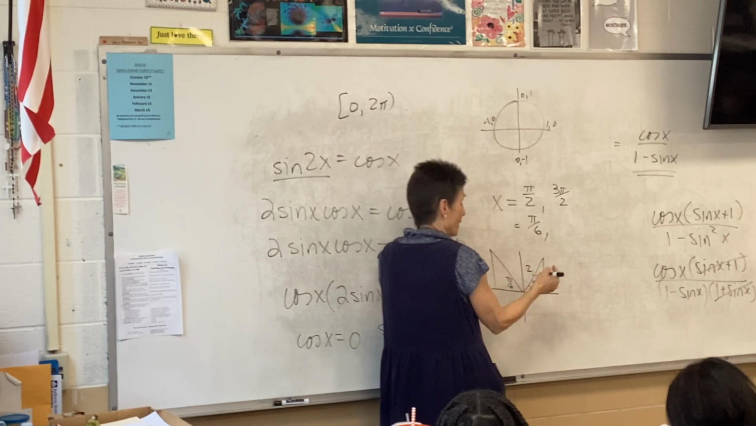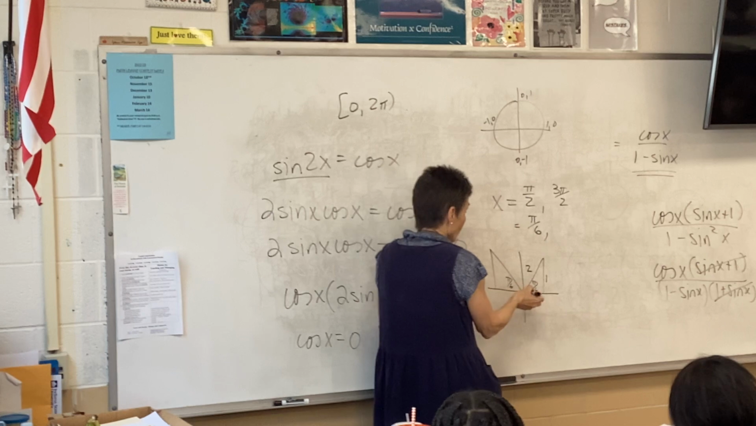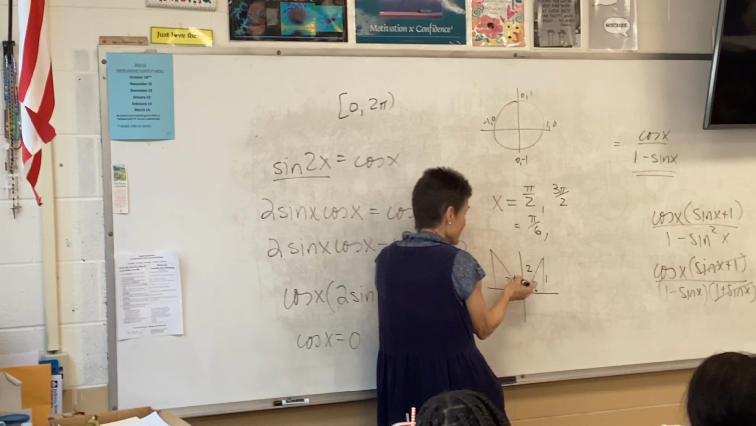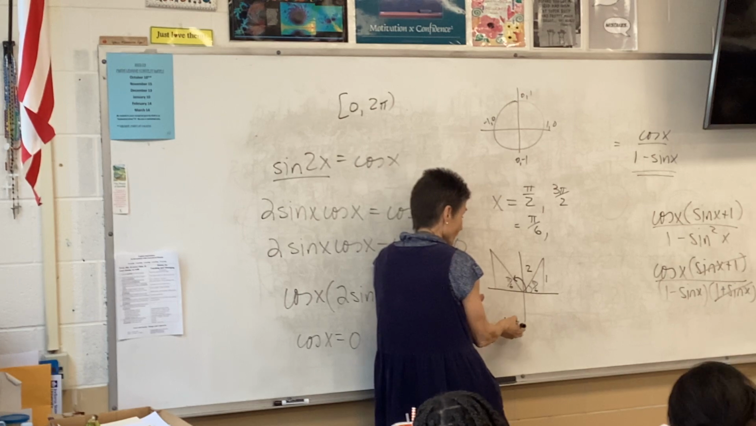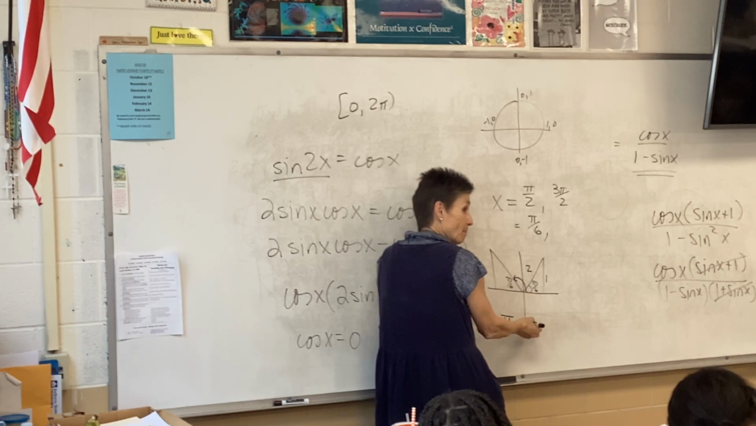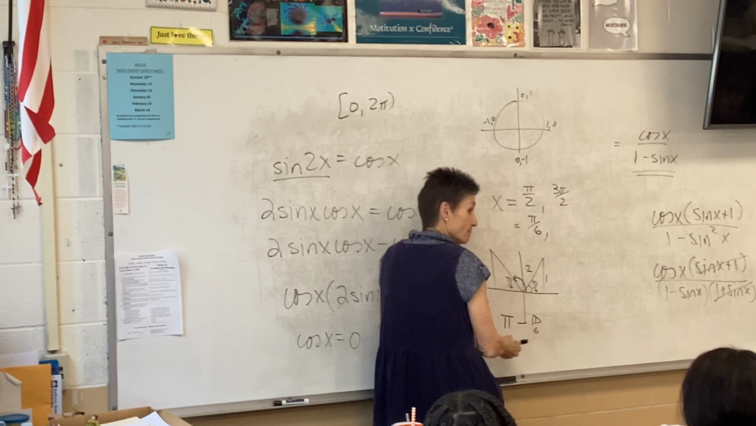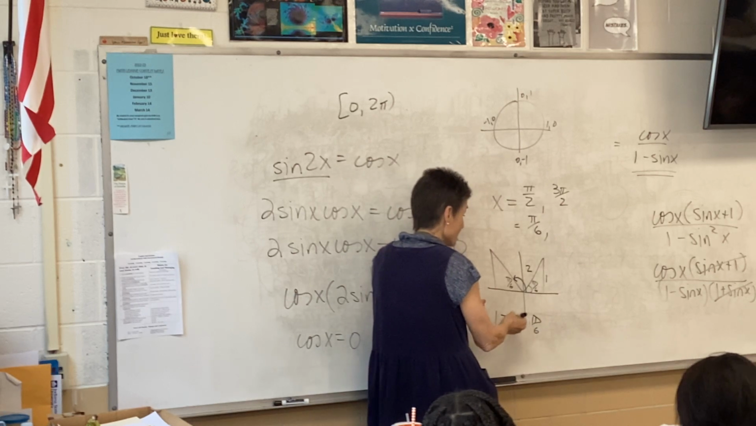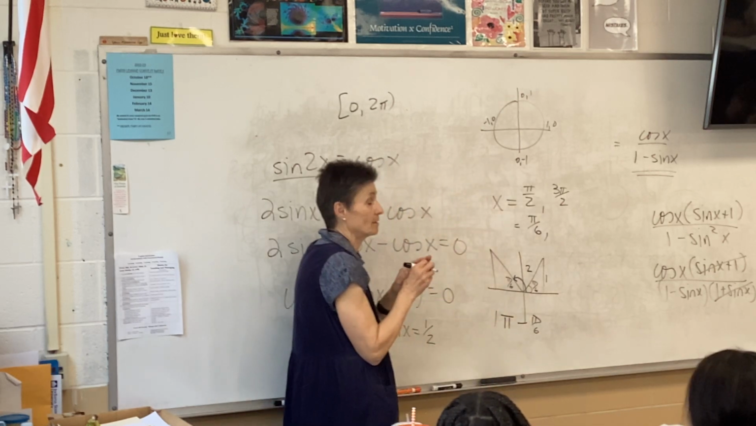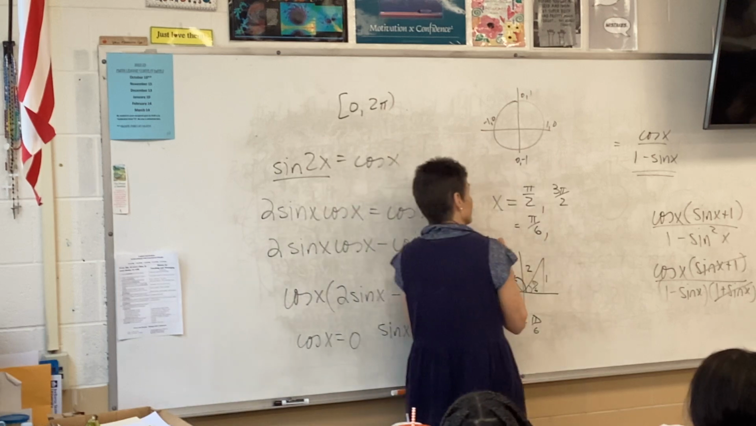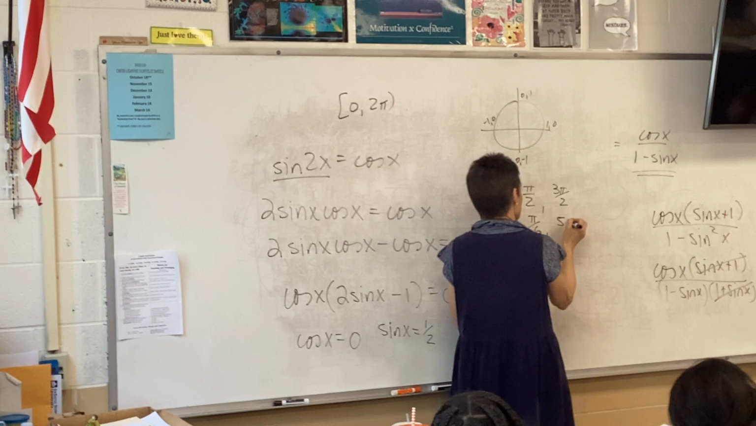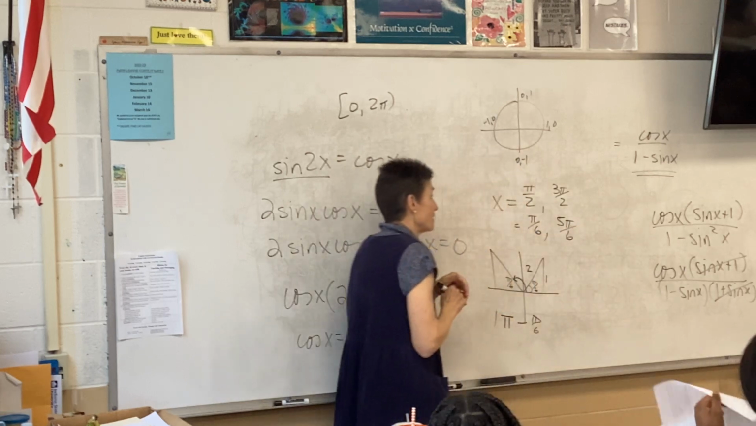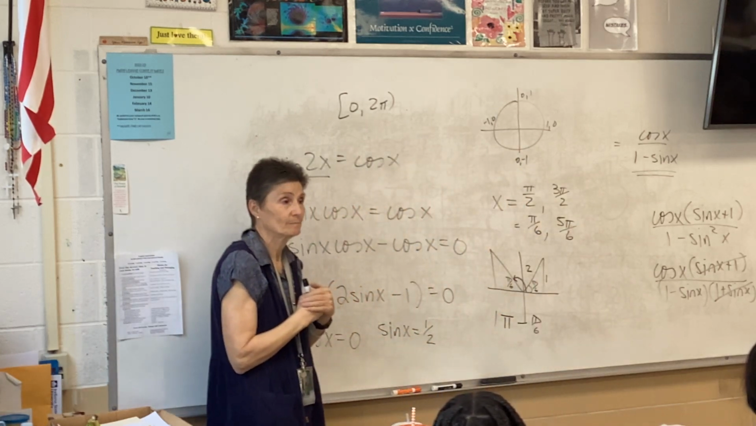If you're in quadrant 1, that is the answer. What about this one? Now pay attention, it's in quadrant 2, so it will be pi minus pi/6. So 1 minus 1/6, 5/6. And there are the answers to the question.